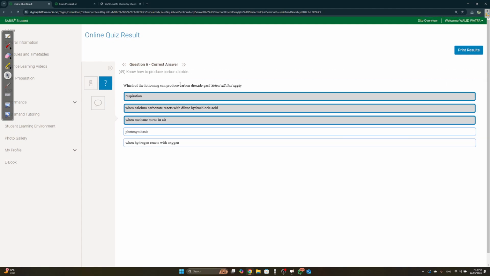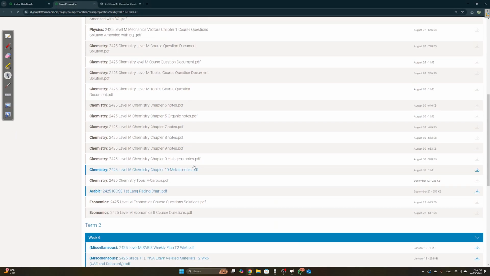Question 6. Which of the following can produce carbon dioxide gas? This is just general knowledge. Obviously, respiration. When you breathe out, you release carbon dioxide gas, and cellular respiration occurs in the cells of your body. When calcium carbonate reacts with dilute hydrochloric acid, remember acid plus carbonate gets you carbon dioxide gas. We remember this. And when methane burns in air. You need to know these. They're part of topic 4, carbon.